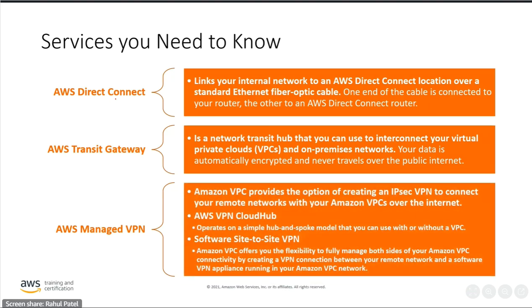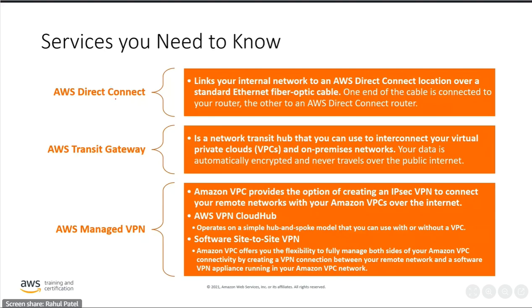And then we have managed VPN, where we can use Amazon VPN CloudHub. Again, it's a simple hub and spoke model that you can use with or without VPCs as well. So, without VPCs also, you can connect multiple locations of your on-premises network.